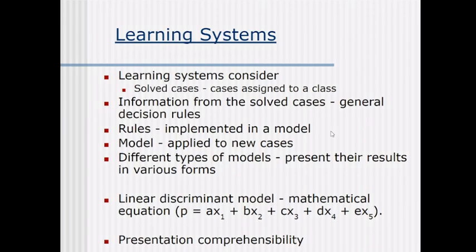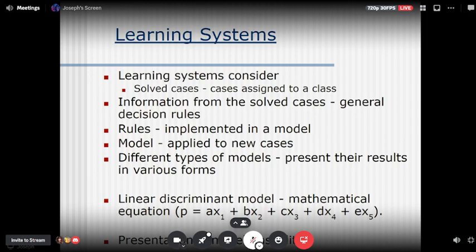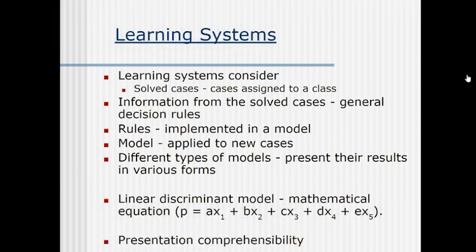So the first thing we talk about is learning systems. Learning systems consider information from the solved cases, general decision rules, rules which are implemented in a model which is applied to new cases, different types of models which present their results in various forms. A linear discriminant model would be an example of this, which is a mathematical equation, which you can see below, and presentation comprehensibility.